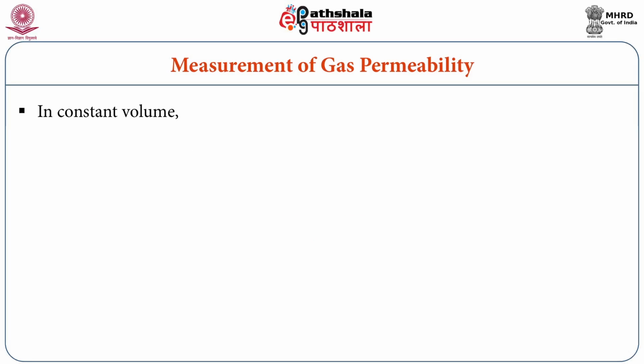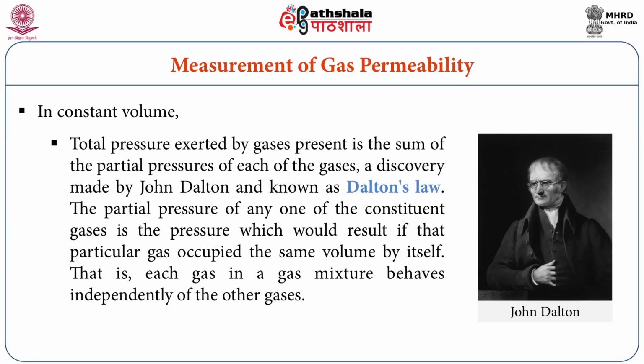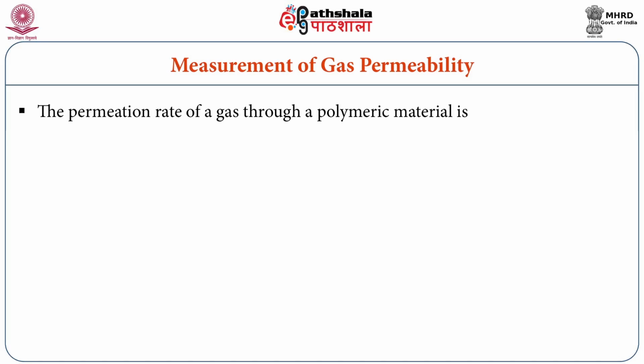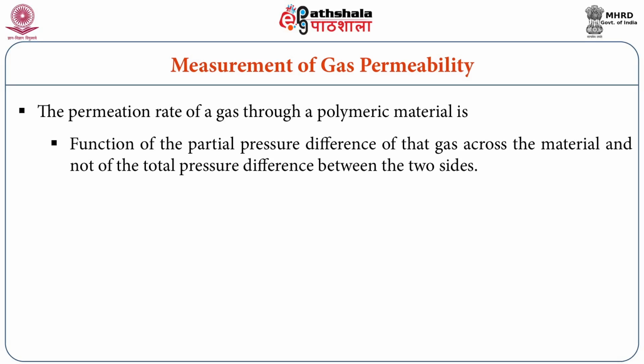In constant volume, the total pressure exerted by gases present is the sum of the partial pressures of each of the gases, a discovery made by John Dalton and known as Dalton's law. The partial pressure of any one of the constituent gases is the pressure which would result if that particular gas occupied the same volume by itself, that is, each gas in a gas mixture behaves independently of other gases. The permeation rate of a gas through a polymeric material is a function of the partial pressure difference of that gas across the material and not of the total pressure difference between the two sides.